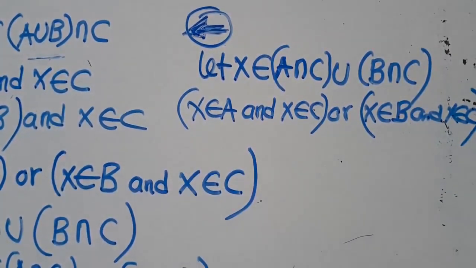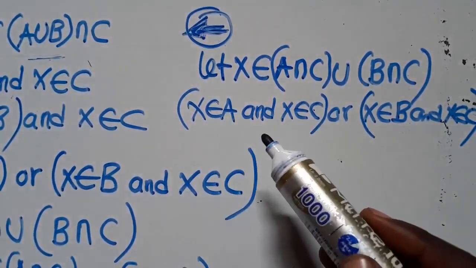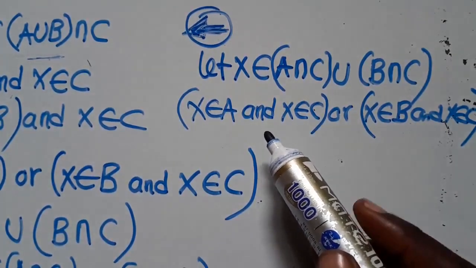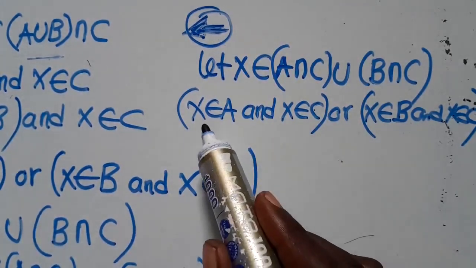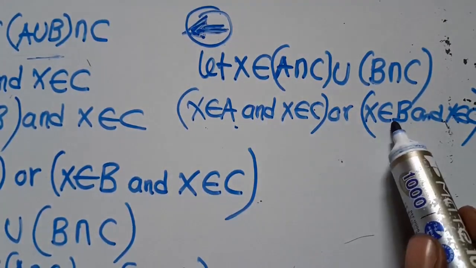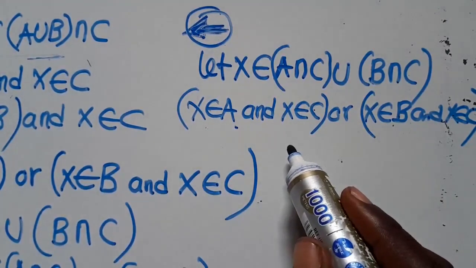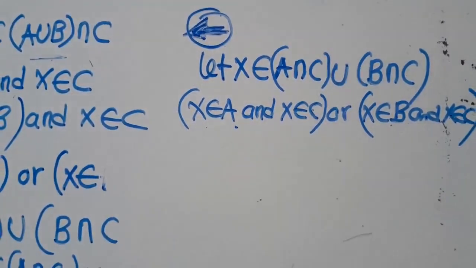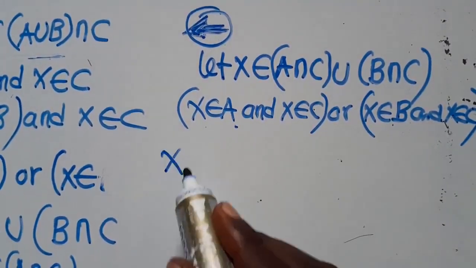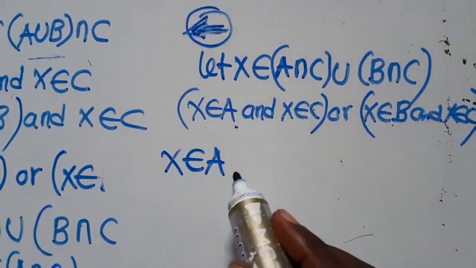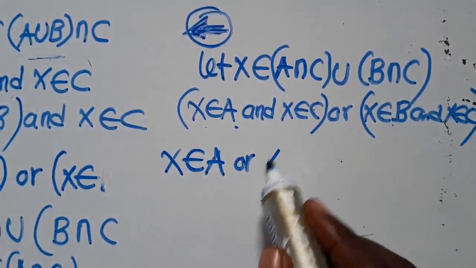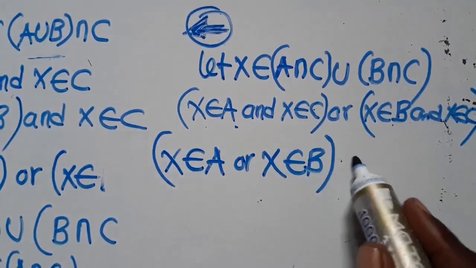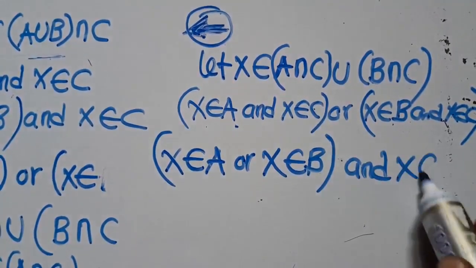From here now, I'm going to say, okay, there is one thing which is in common here. One thing is in common. So I know that X is a member of A, or X is a member of B. So this is what I'm going to do. So let me label this part. I did this part. So I say X is a member of A, or X is a member of B. I do this. Then I say and X is a member of C.